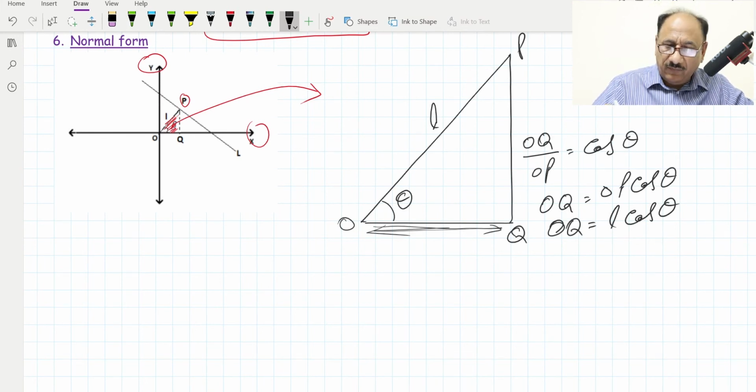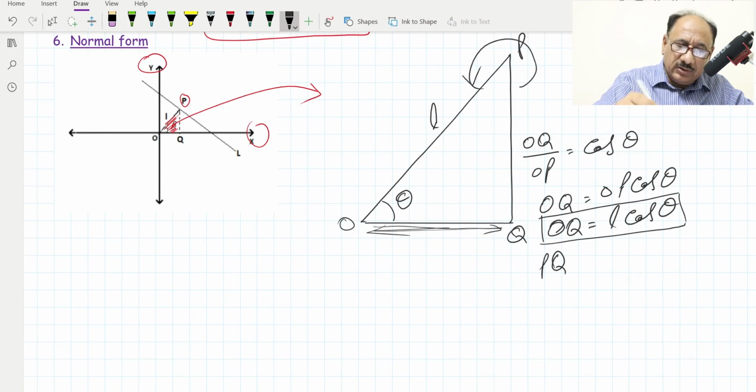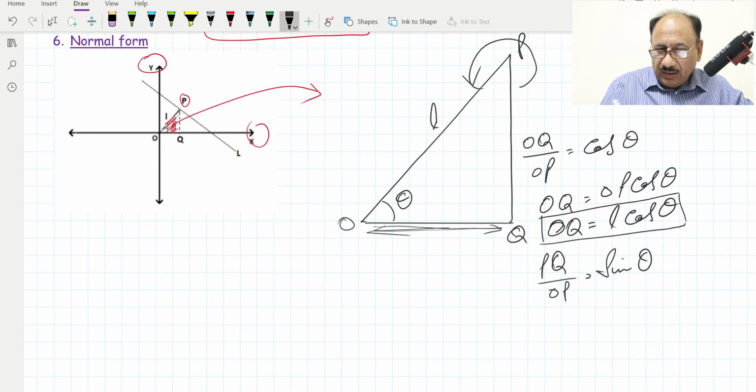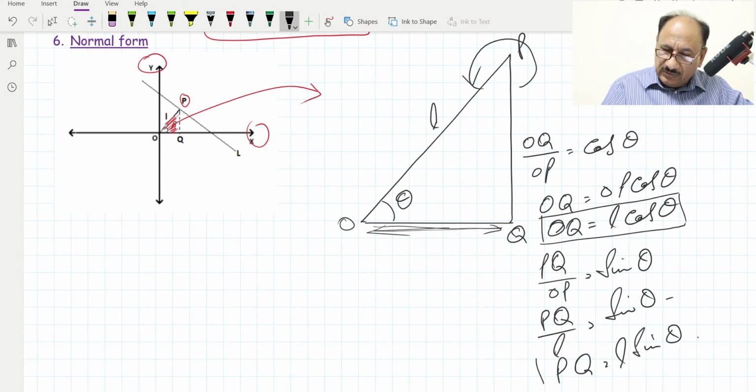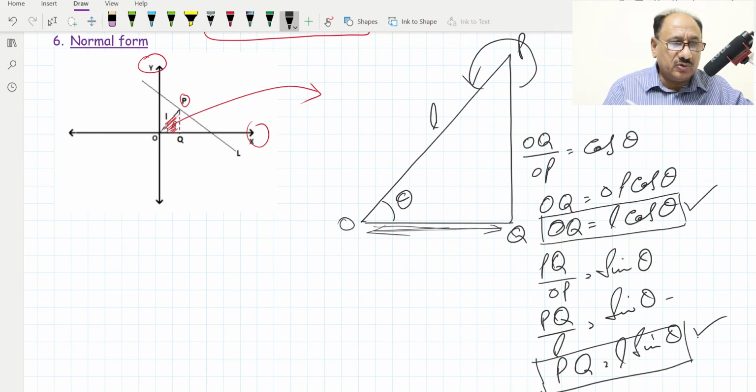So one equation we got for OQ, and similarly we can write PQ over OP will be equal to sine of theta, so PQ over L will be equal to sine theta, and PQ will be equal to L sine theta. Now we got this PQ value and the OQ value, these two values.